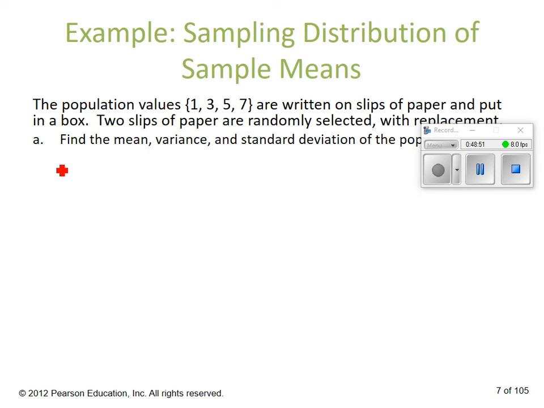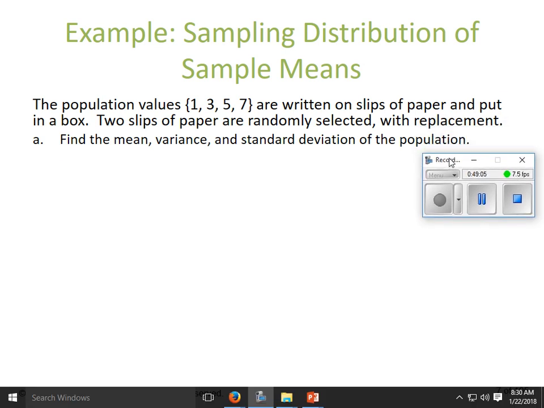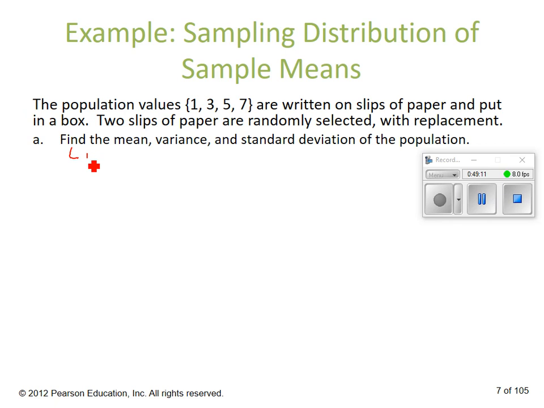So if we have these numbers, 1, 3, 5, and 7, they're all written on sheets of paper and put in a box. 2 slips of paper are randomly selected with replacement. Find the mean, variance, and standard deviation of the population. Somebody do me a favor real quick, and just on your calculator, remember to find the mean, variance, and standard deviation. All we do is put this in a list.